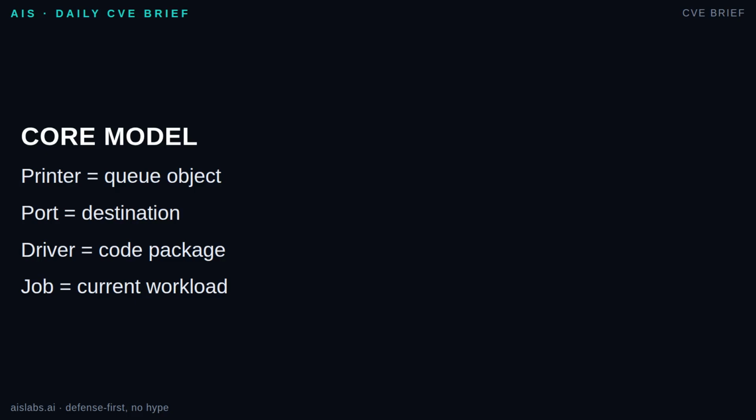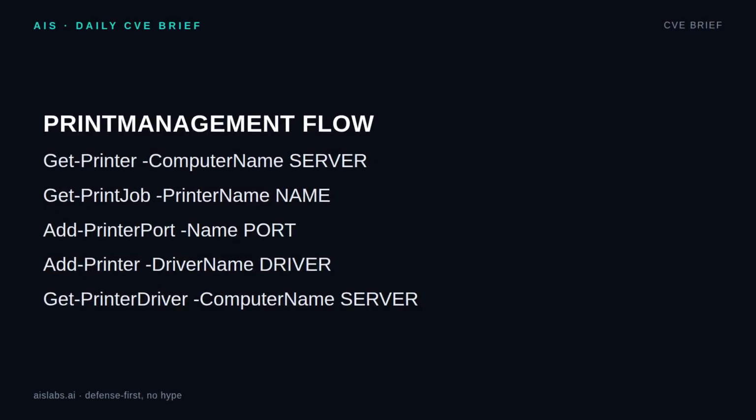You can list printers with Get-Printer, list jobs with Get-PrintJob, create a port with Add-PrinterPort, create a queue with Add-Printer, audit drivers with Get-PrinterDriver, and remove old queues with Remove-Printer. That is the whole shape. Inventory first, change second. Start read-only.